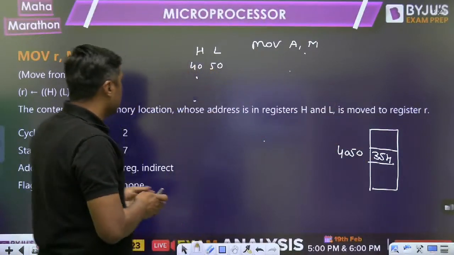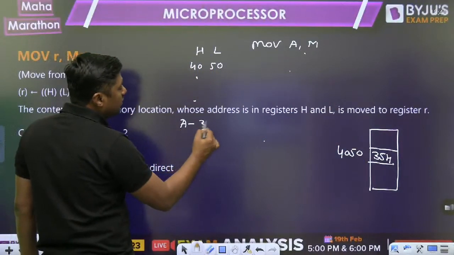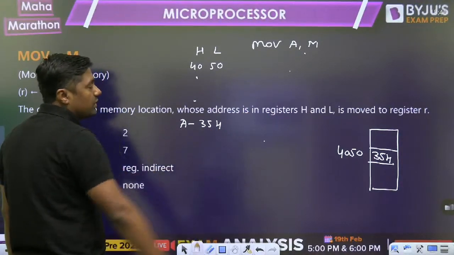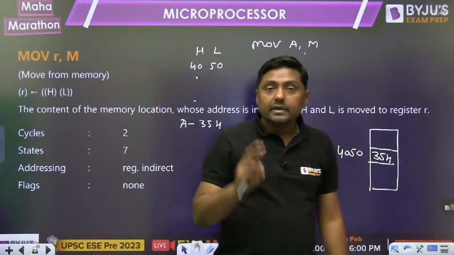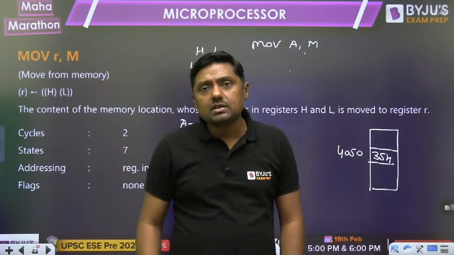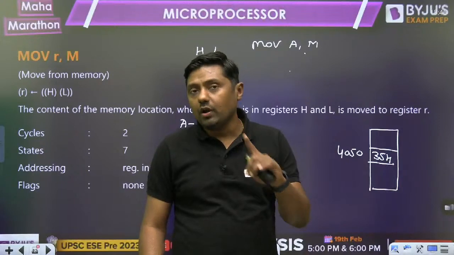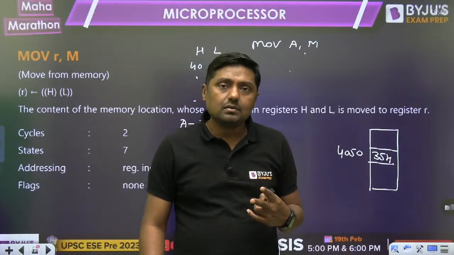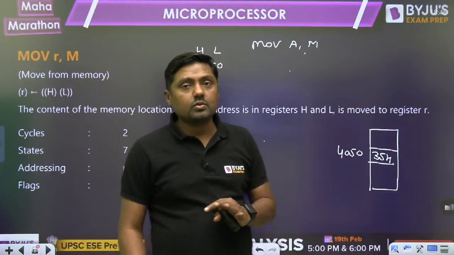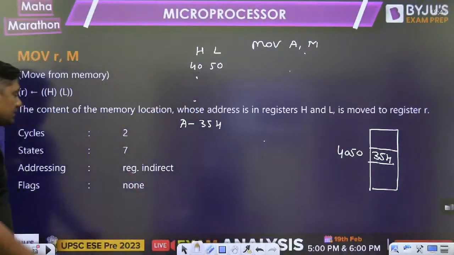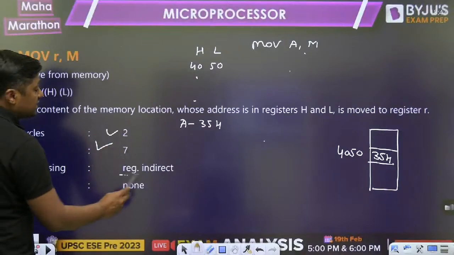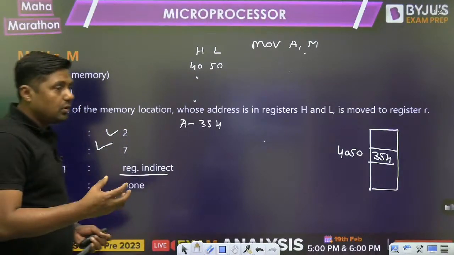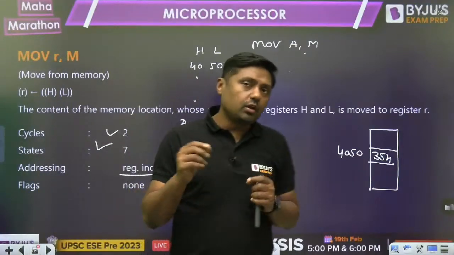After this instruction, the content of the accumulator will become 35H, and the content of the memory location will remain the same. The data of the source will remain the same. It is a 1-byte instruction, because in memory it will take only 1 byte. But it is 2 machine cycles, total 7 T states. It is register indirect addressing, because the address is not directly given. You are simply writing MOV A, M.